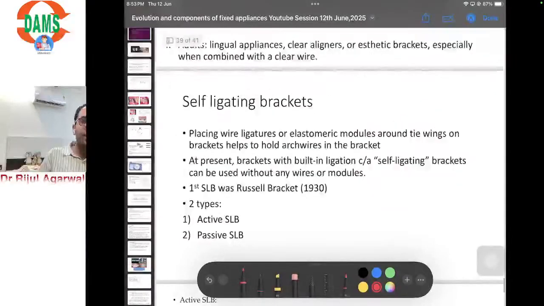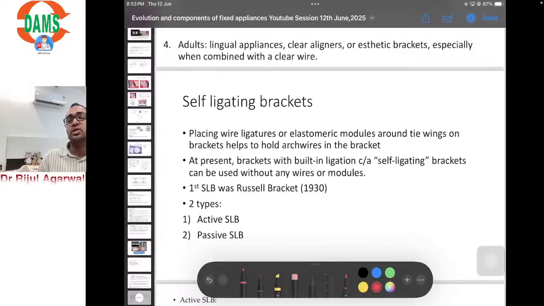So coming to the self-ligating brackets. As I was telling you, we use modules and ligature wire to place the bracket, then we have to tie the bracket around the arch wire. We have to tie the arch wire to the bracket.